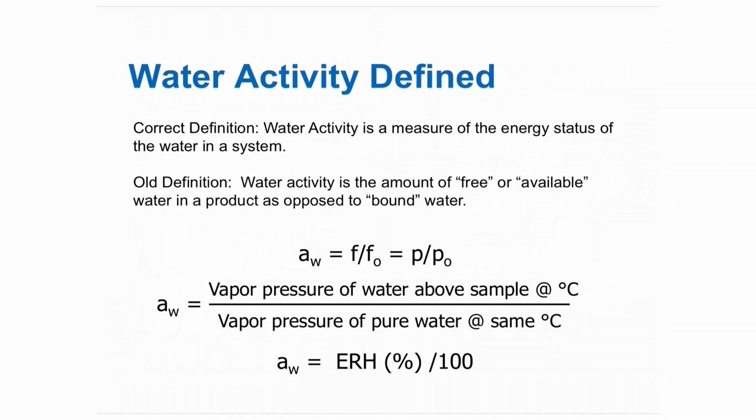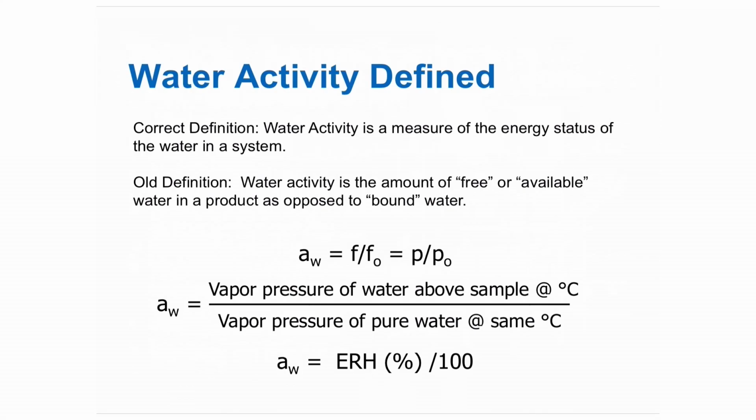And the reason why we steer away from those free and available terms is because those don't have any scientific meaning established with them. They can mean different things to different people. When used in the context of energy of water, they do make some sense, because as the energy of water is reduced, it of course becomes less available, becomes more bound in the sense of chemical interactions that are causing its energy to be reduced. So they can be used in the correct context, but they mean different things in different situations.